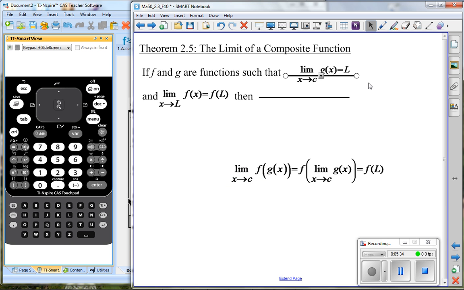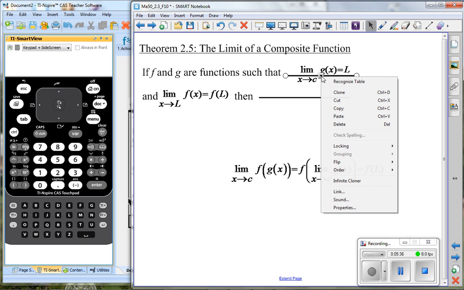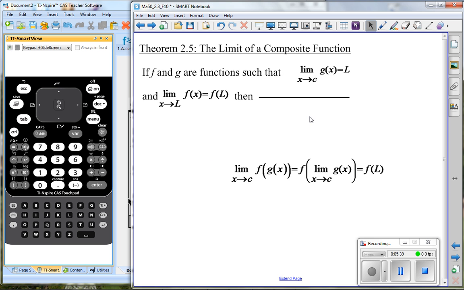Notice that here we are approaching a value c, and the output of the limit is L. Notice down here that our inputs are approaching L. So again, as a composite function, if we're working first with the function g, its output is going to be the value that becomes the input of the second function.